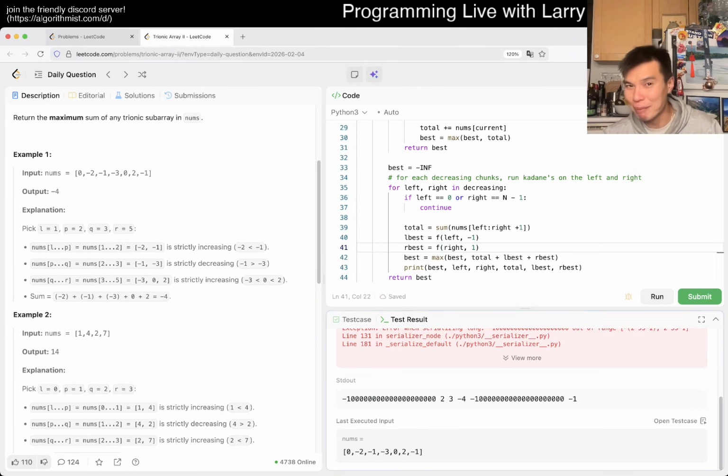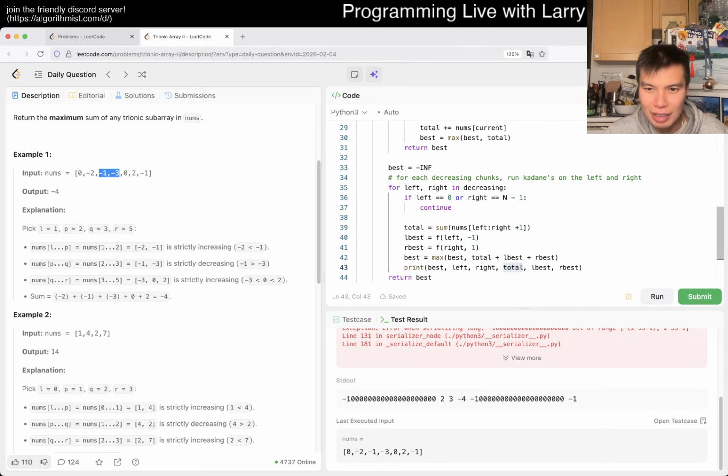I mean, it will not be because I got a wrong answer. I haven't solved it yet, but in theory. Okay, so 2, 3, the total is -4. That's fine. Left best is wrong. Okay, and then right best is -1. Is that true?